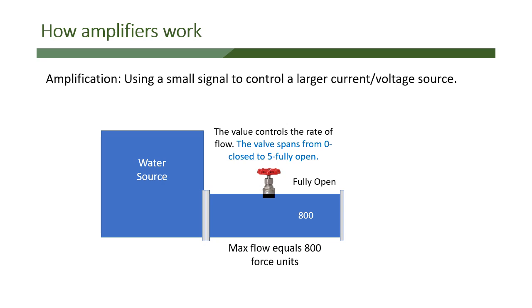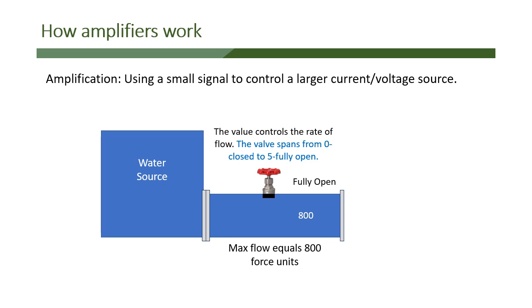So amplifiers use a small signal to control a larger current or voltage source. If we have a small signal, like from a radio antenna coming in, it's a very small signal, and we need to amplify that, what we're going to do is take that small signal and use it to control a larger flow or larger energy source. In this illustration of a valve, we have the water source again, and we have a pipe that, when fully open, can flow a max of 800 force units.